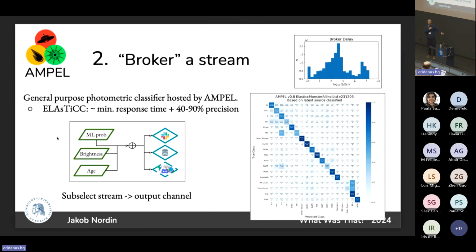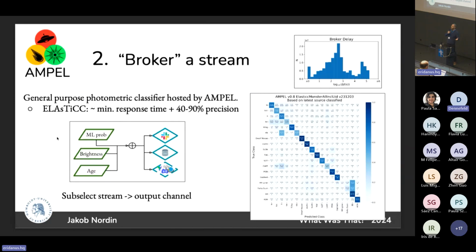So this is for the blinded validation sample. So we have replies within a few minutes, and then classification precisions that might range from 40 to 90 something percent, depending on which class you're interested in. I don't expect you to actually read any numbers here. You can go have a look at it if you want to.